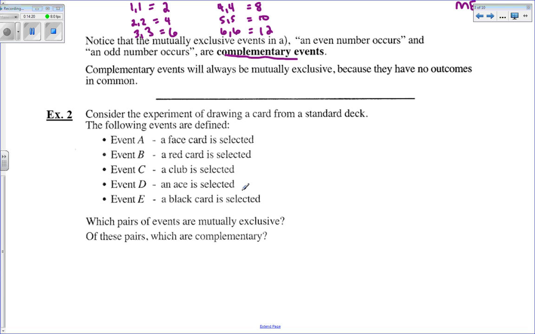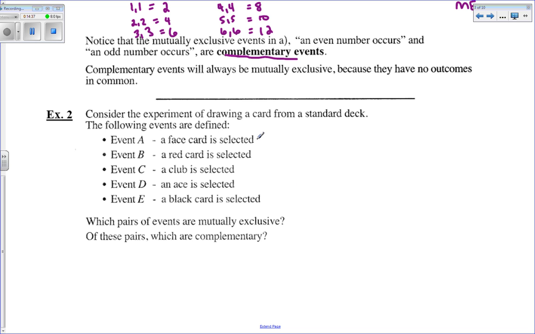So we've got 5 different events here. We've got event A, a face card is selected. A red card is selected for event B. Event C, a club is selected. Event D, an ace is selected. Event E, a black card is selected. So we want to know which pairs of events are mutually exclusive.